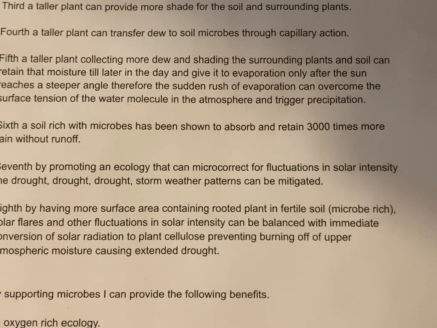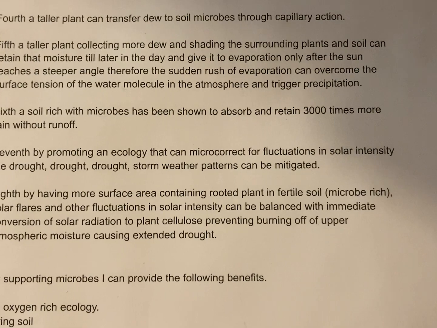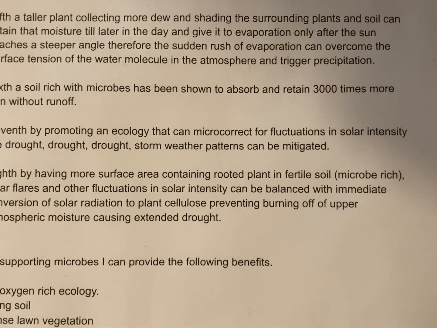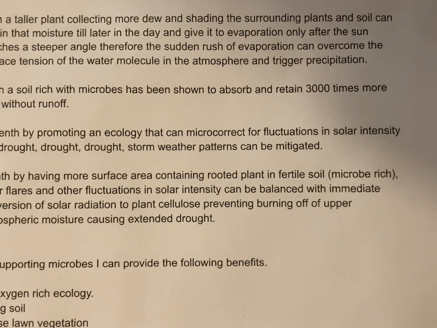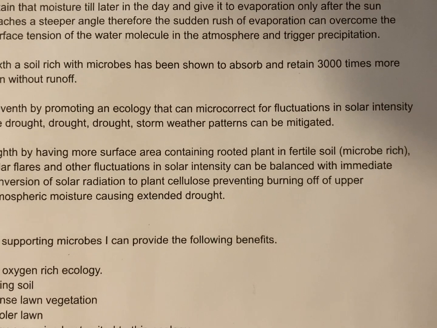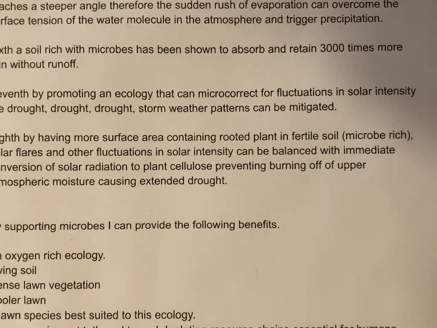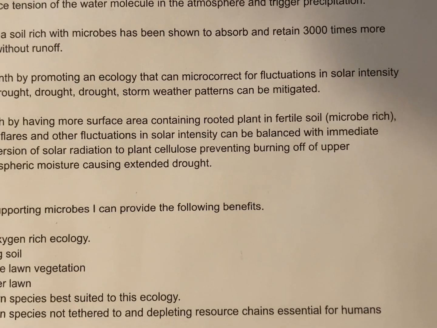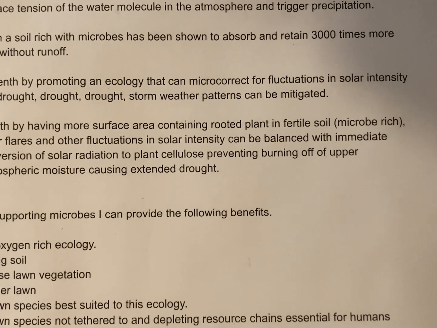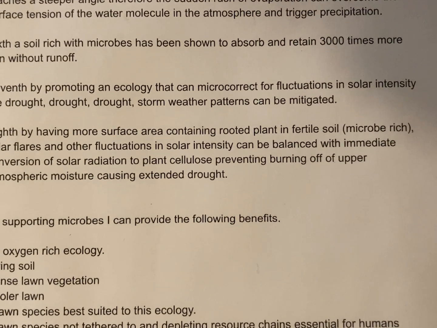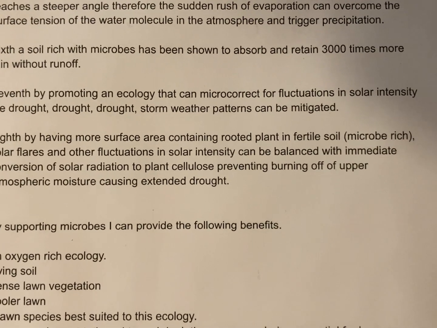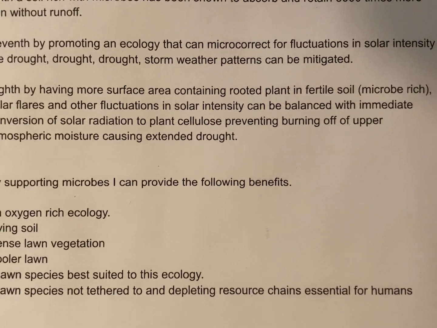Sixth, a soil rich with microbes has been shown to absorb and retain 3,000 times more rain without runoff. Seventh, by promoting an ecology that can microcorrect for fluctuations in solar intensity, the drought storm weather patterns can be mitigated. Eighth, by having more surface area containing rooted plants in fertile, microbe-rich soil, solar flares and other fluctuations in solar intensity can be balanced with immediate conversion of solar radiation to plant cellulose, preventing burning off of upper atmospheric moisture, causing extended drought.